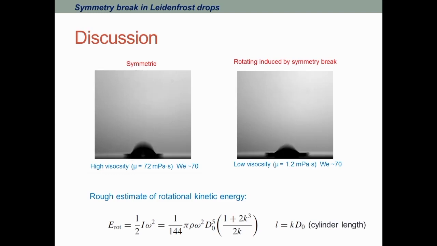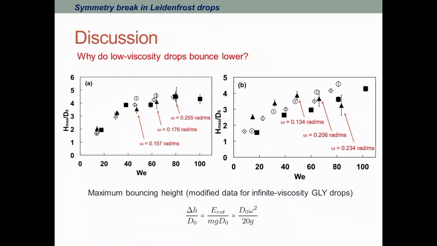And this is the side view. For example, this one is a high viscosity drop, with a very symmetric rebound, and this is a rotating rebound for low viscosity drops. We roughly estimated the rotational kinetic energy of the drop. If we assume that this part of the energy is all transformed into potential energy, we can calculate delta H. And we add this delta H to the original data; this is what we get. You can see that the angular velocity also increases as the Weber number goes up.